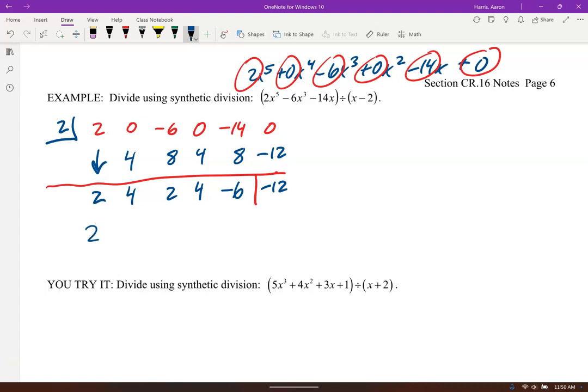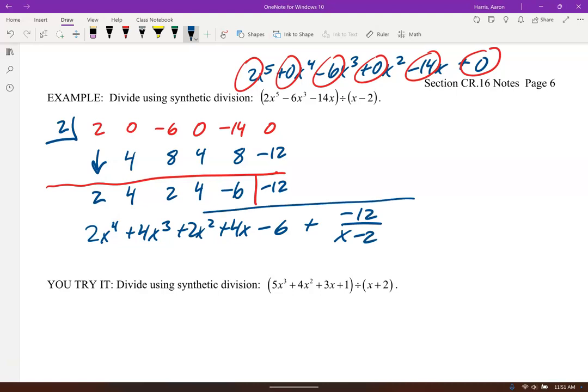So it's 2, 1 degree less than the dividend. It was x to the 5th in the dividend, so it'll be x to the 4th. 4x cubed, 2x squared, 4x minus 6 plus remainder over divisor.